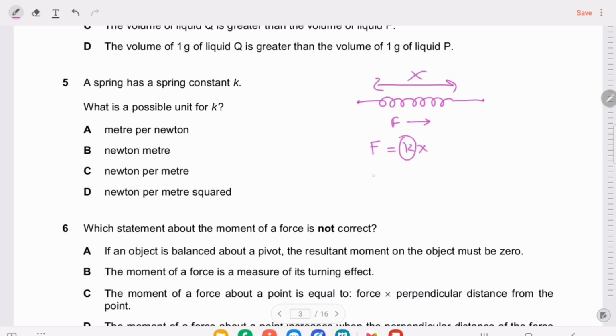Now we need the constant K. So K equal to F by x. We know that force is measured in newtons and the extension is measured in meters. So the unit of K would be newton per meter. Always remember, spring constant tells us how much force is needed for each meter of extension.